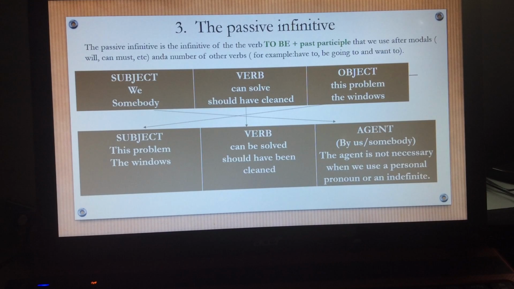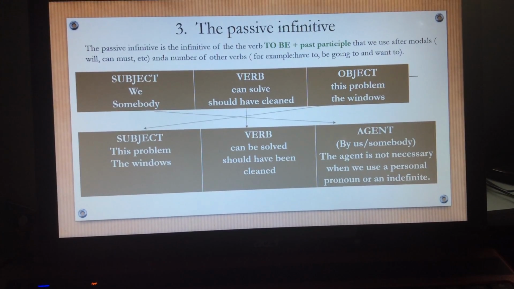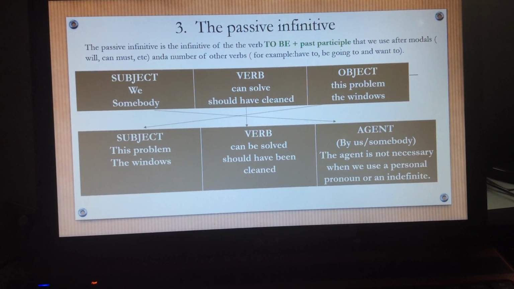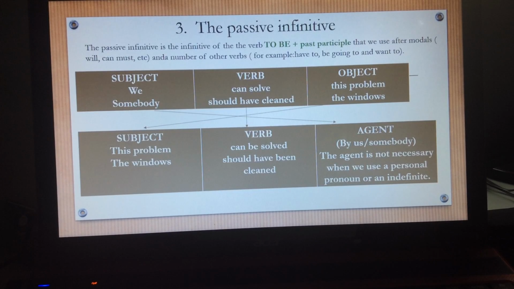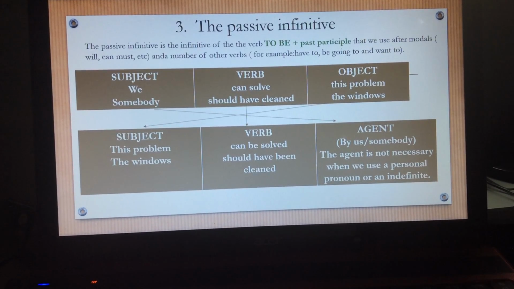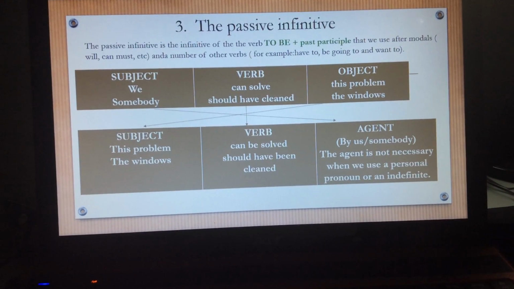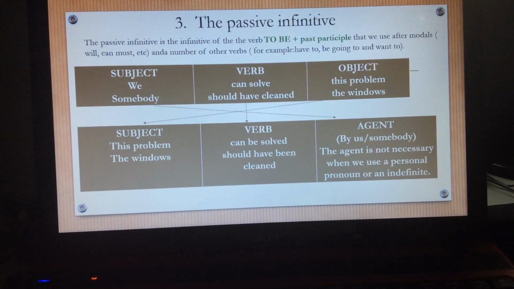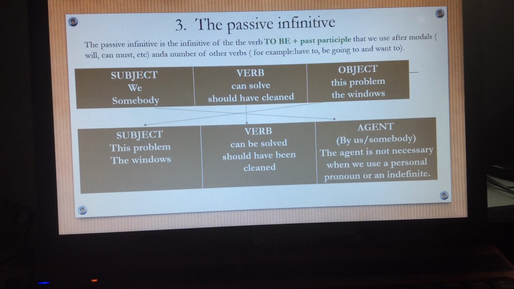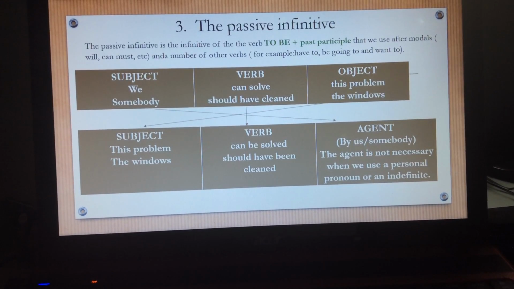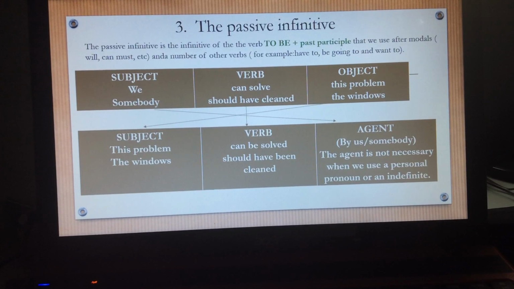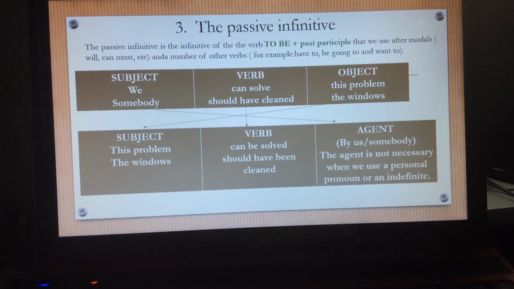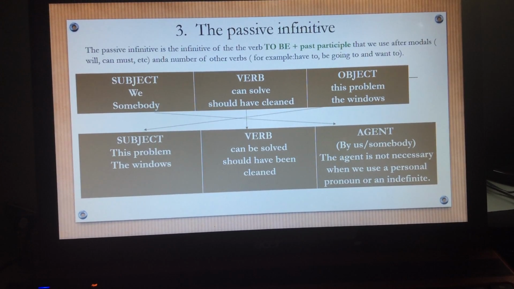The third point of this video is to explain the passive infinitive. The passive infinitive is the term that some grammars use to refer to the passive of modal verbs. After the modal, we always have an infinitive. For example, look at this example. We can solve this problem. After the can, we have an infinitive without to, solve.